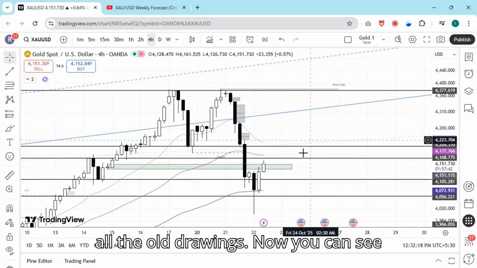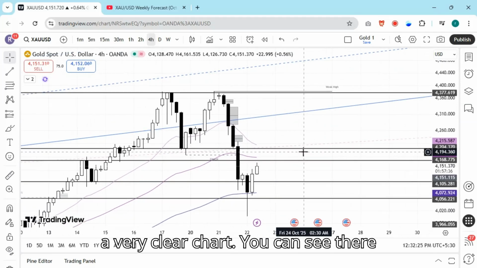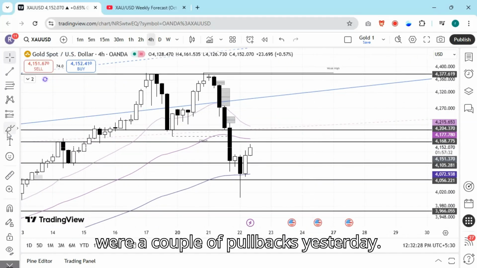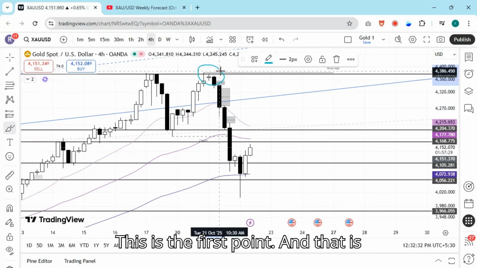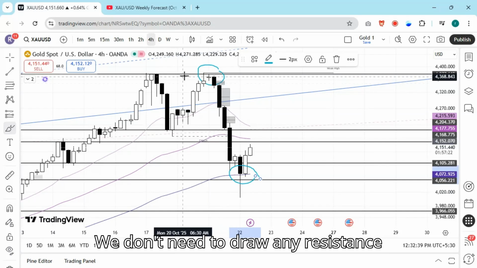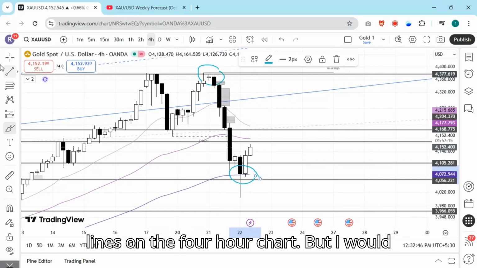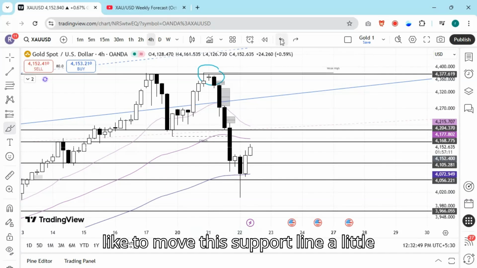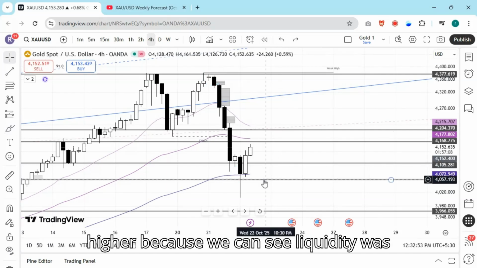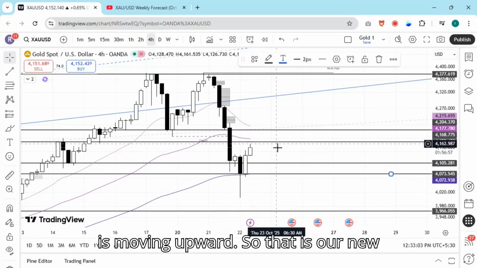Before that, I'm deleting all the old drawings. Now you can see a very clear chart. You can see there were a couple of pullbacks yesterday. This is the first point, and that is the second point. On the resistance side, we don't need to draw any resistance lines on the 4-hour chart, but I would like to move this support line a little higher because we can see liquidity was grabbed below that line, and now the price is moving upward.